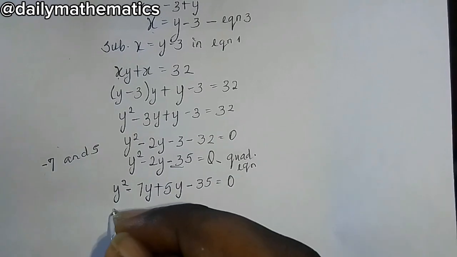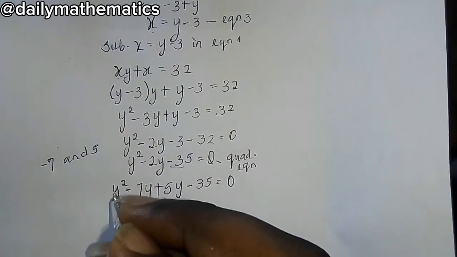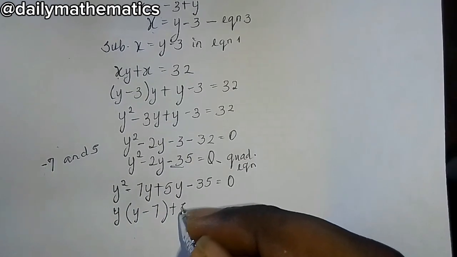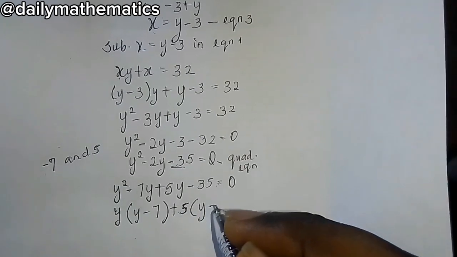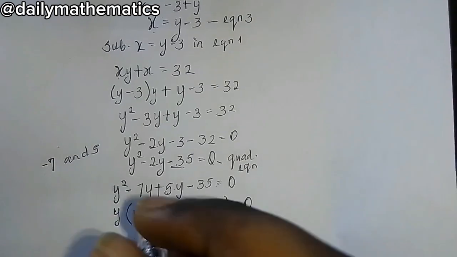What is common here? We have y common here. If we have y common, we have to remove y from here. We have y minus 7. From here we have plus 5. 5 is here, 5 is here. When we remove 5 from here, we have y minus 7. When we remove 5 from here, we have y. When we remove 5 from here, we have 7 equals 0.